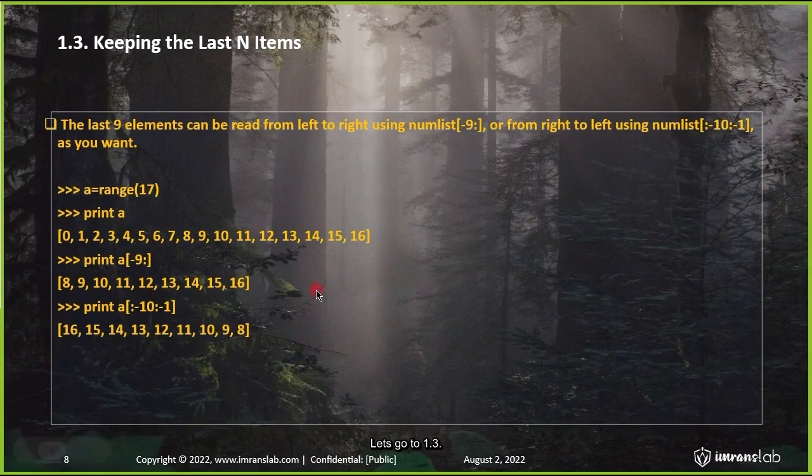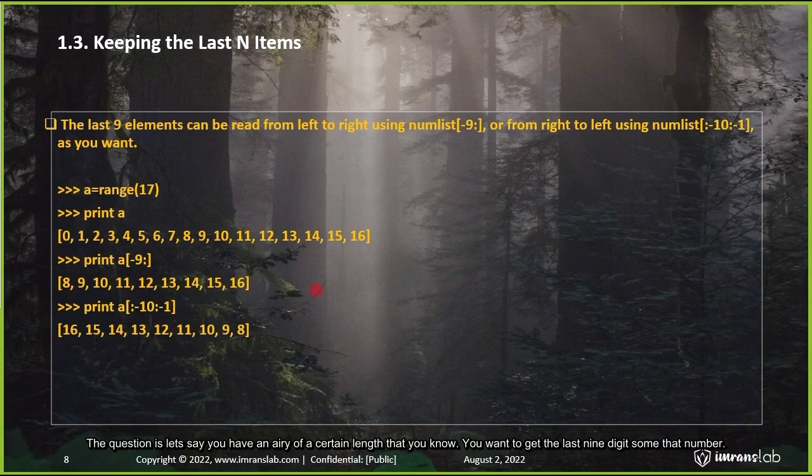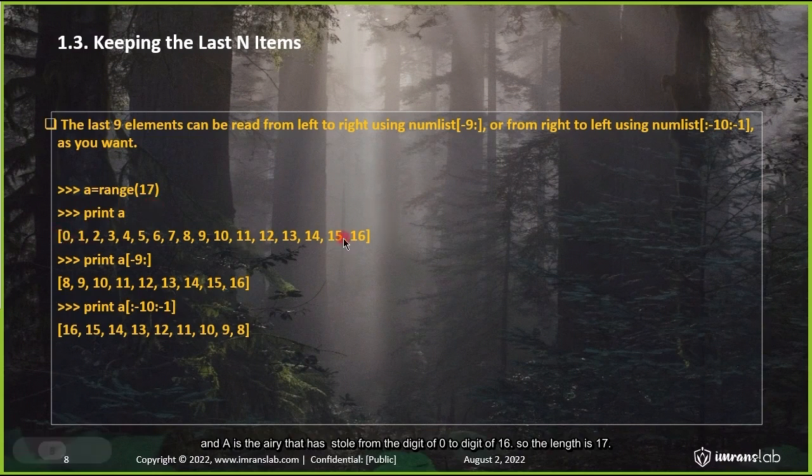Let's go to 1.3. Now the question is, let's say you have an array of a certain length that you know. You want to get the last 9 digits of that number. You want to keep a limited history of that array. Now, how would you do that? If you look at the code here, let's say A has a range of 17, and A is the array that has stored from the digit of 0 to digit of 16. So the length is 17.